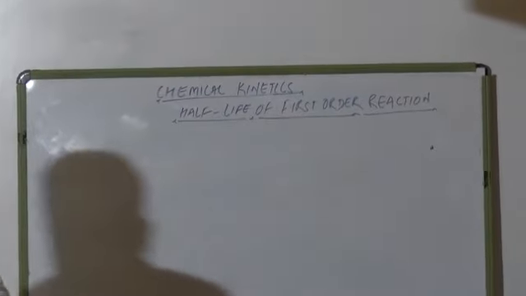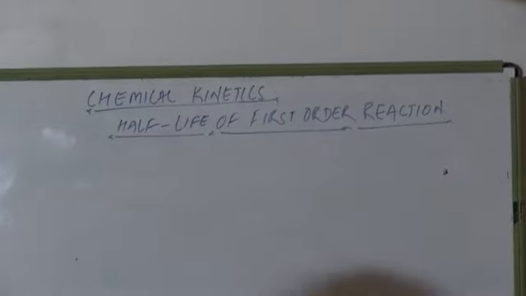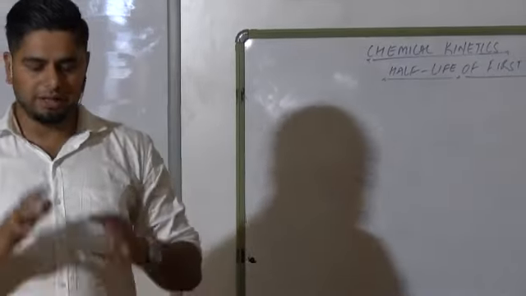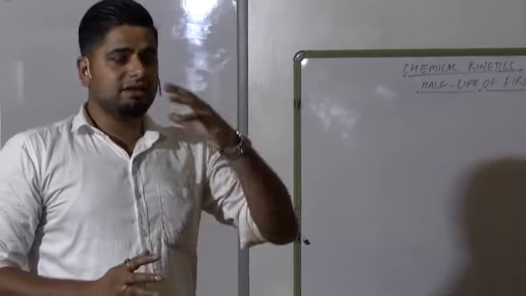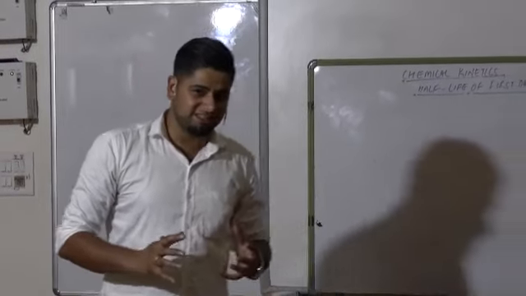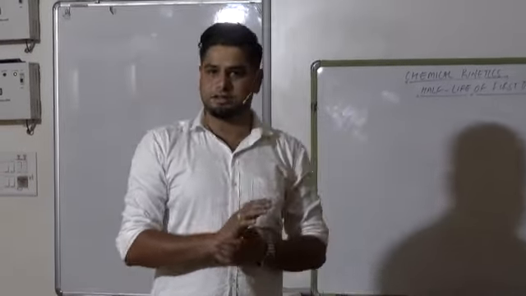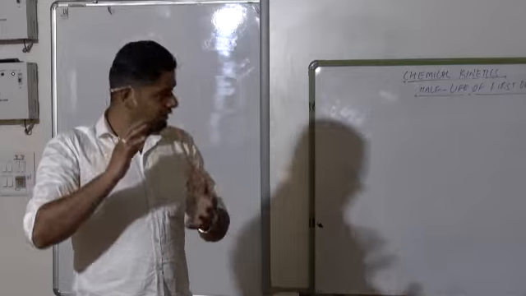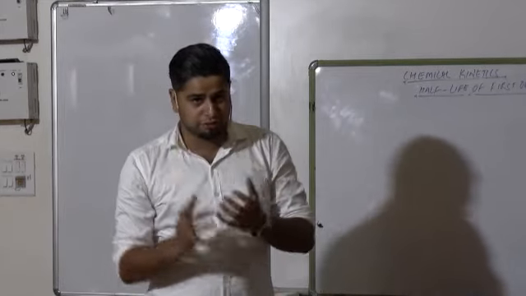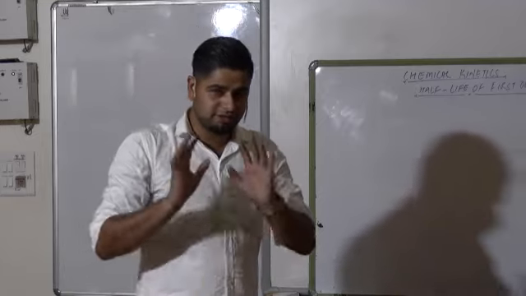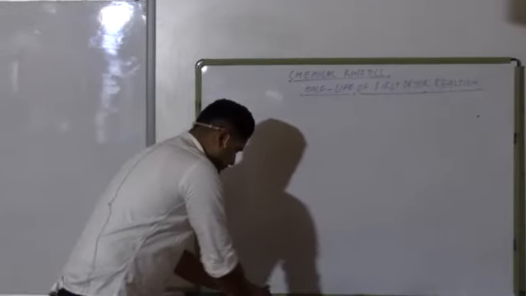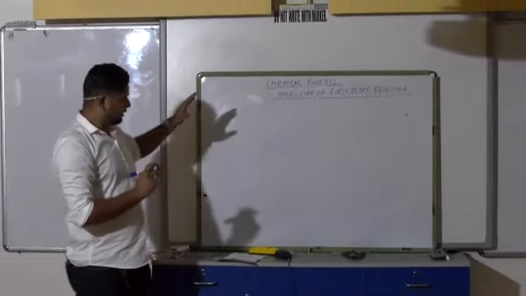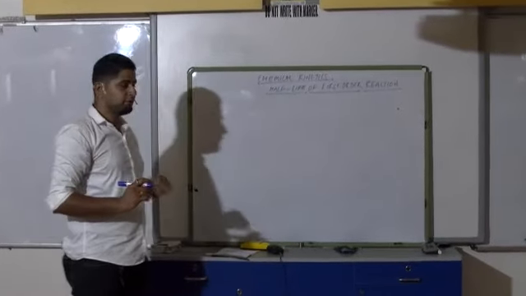Got it? So let me tell you what half-life is all about. Half-life of a reaction is the time when the concentration of the reactant is reduced to half of its initial concentration. Got it? This is the definition. So let us find the half-life for a first order reaction.